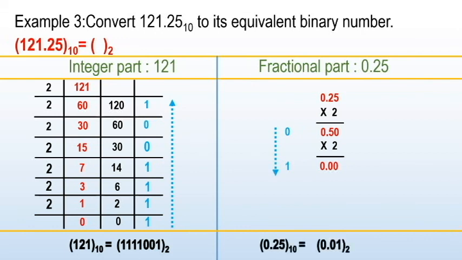So the total 121.25 in decimal is equal to 1111001.01.